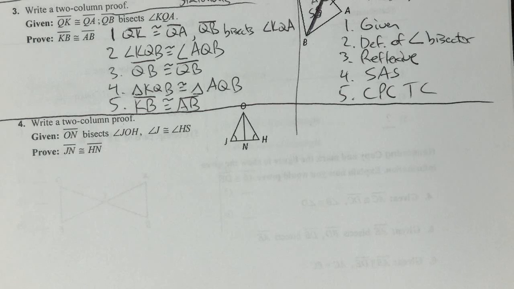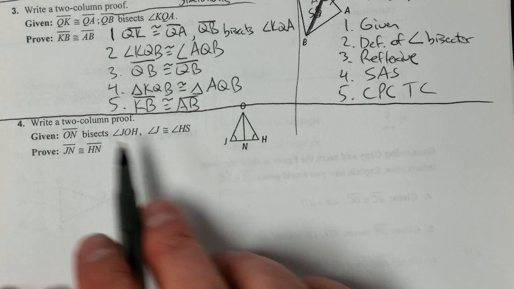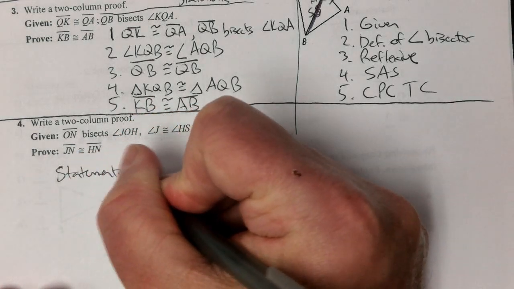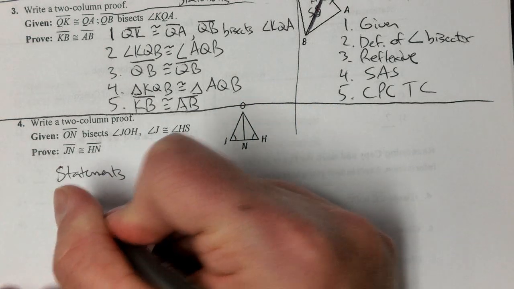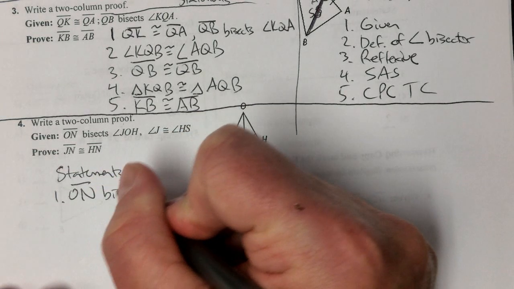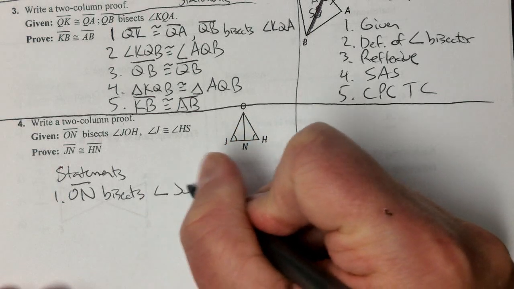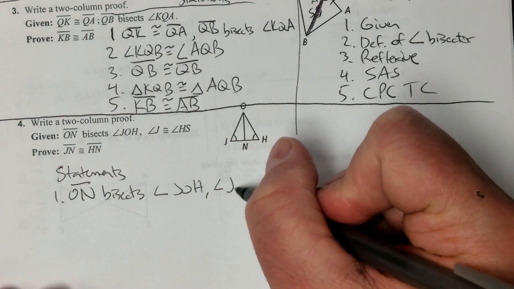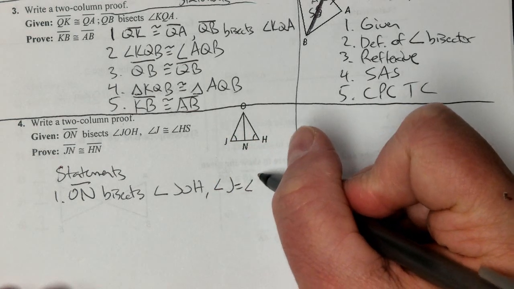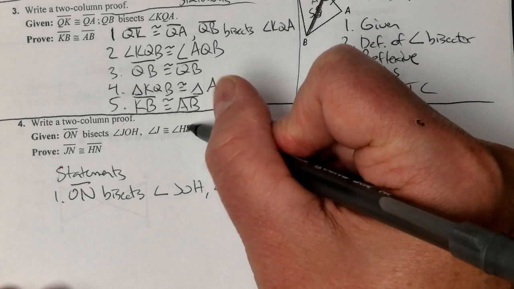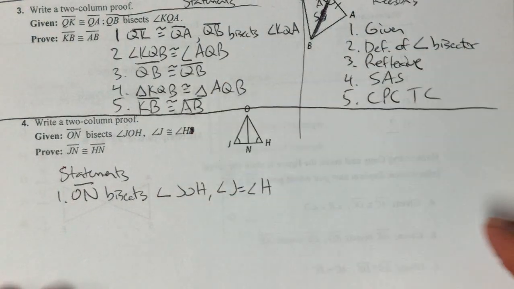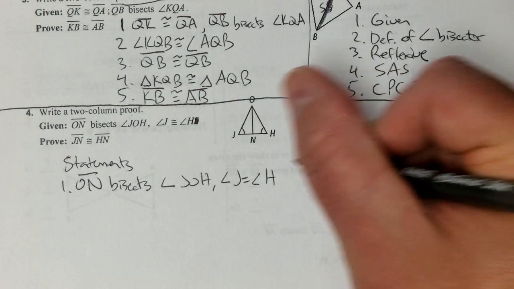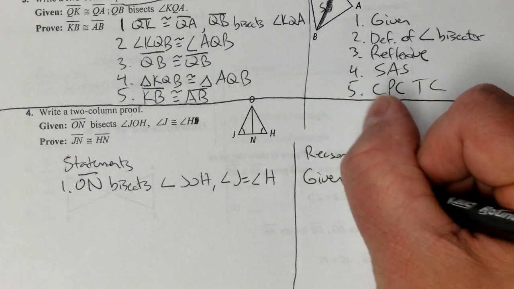Any questions? Okay, on this one, our given information for number 1 is ON bisects angle JOH, and angle J is equal to angle H. If you want to mark out this S, the worksheet had a typo. And that one's given.